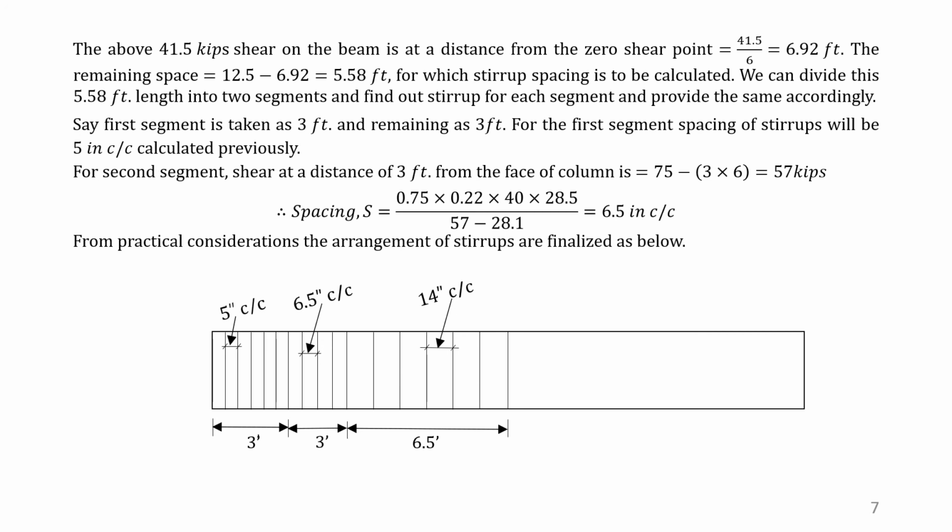From practical consideration, the arrangement of stirrups is finalized as below. For the first 3 foot the spacing is 5 inches, for the middle 3 foot the spacing is 6.5 inches, and for the rest the spacing is 14 inch center to center. Thank you.